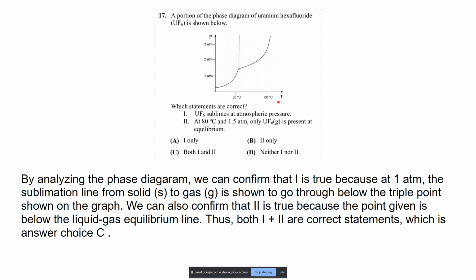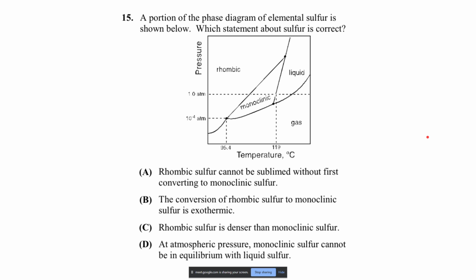The second statement says that at these conditions only UF6 gas is present at equilibrium. If you look at about 80 and 1.5, it's at the red dot there, and it's clearly within this gas area. So gas would be the only thing present at equilibrium. So both statements 1 and 2 are correct, and the answer is C. We'll go on to the next question. This one is a bit harder.